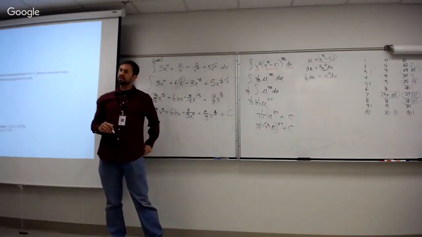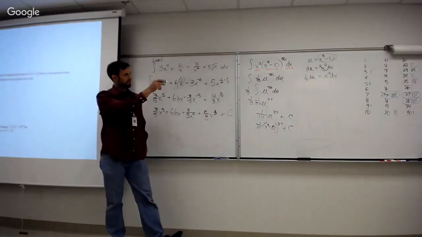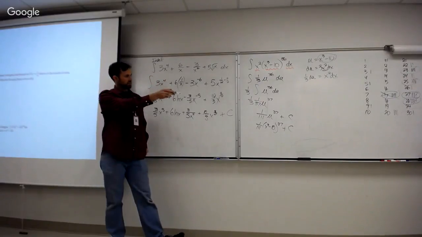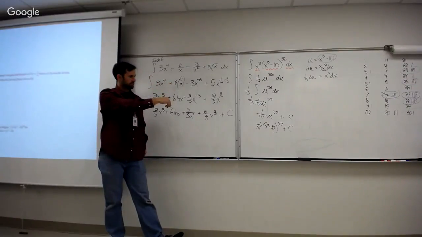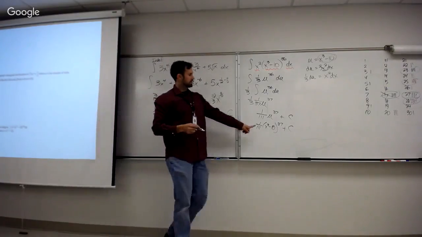And how do we know if that's correct? You take the derivative. And so the derivative is technically the chain rule. You bring down the 37 first, leaving the inside alone, and then multiply by the derivative of the inside. And what's the derivative of the inside?